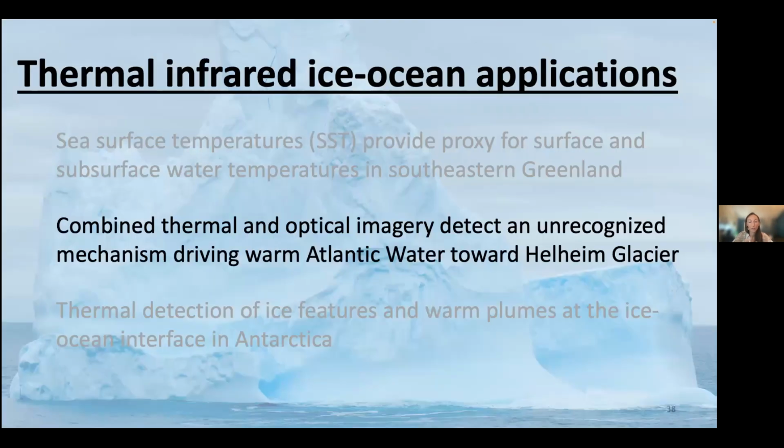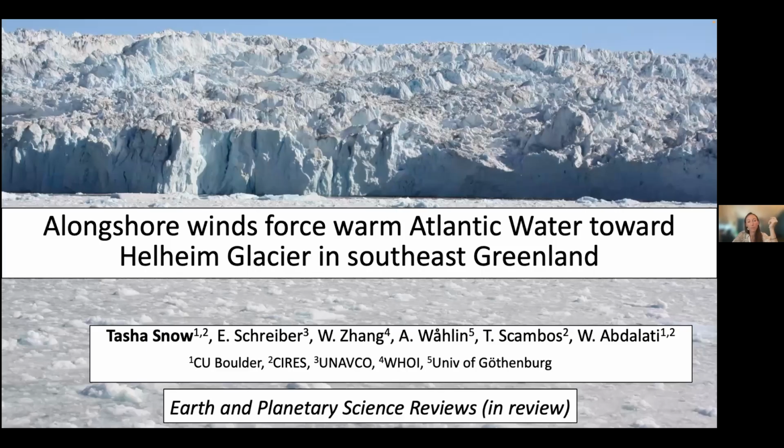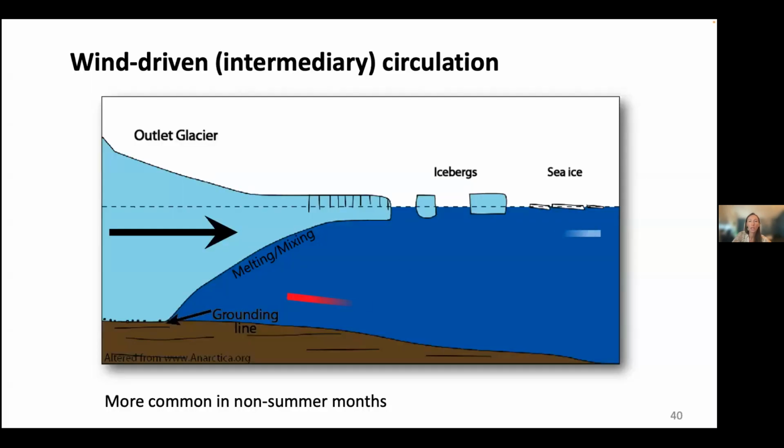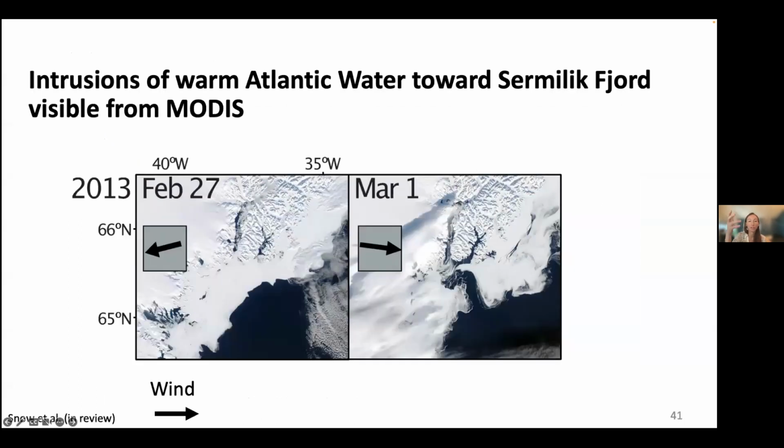Great. So, the second project that I'll talk to you about today. This is a project that's been submitted, or is about to be submitted, to Earth and Planetary Science Reviews. It's been in review, and it is associated with that wind-driven intermediary circulation I mentioned a few minutes ago. This project came out of an accidental observation that I made when I was just looking at some striking imagery from near Helheim.